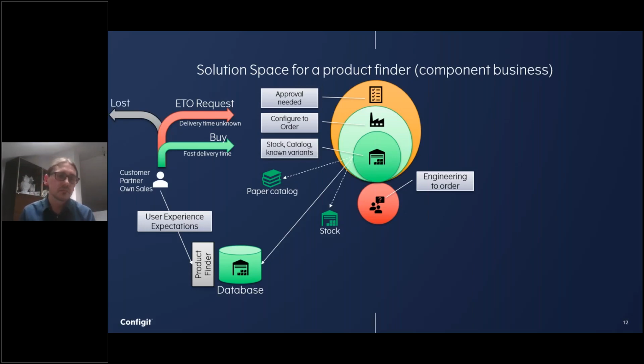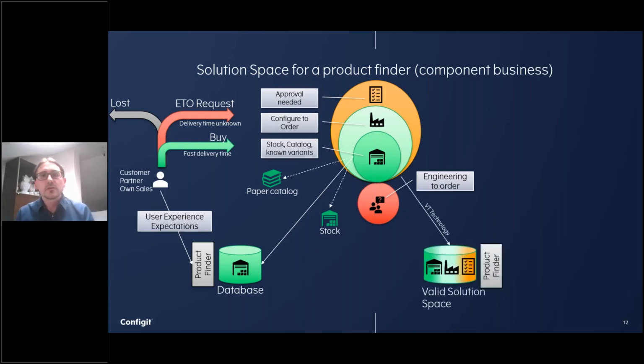So they might look into your product finder, they don't find what they were looking for, so they go to the next vendor, and maybe they find something there. So it might be that you lose some people, and that's of course bad if that happens. So how can we improve this process?